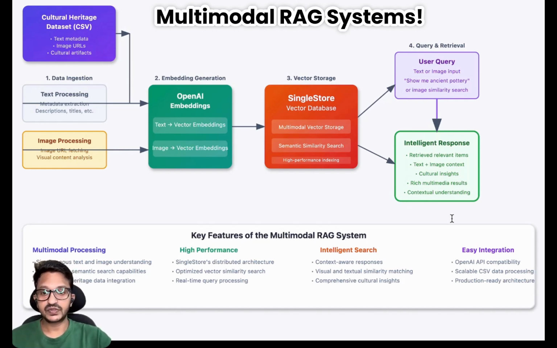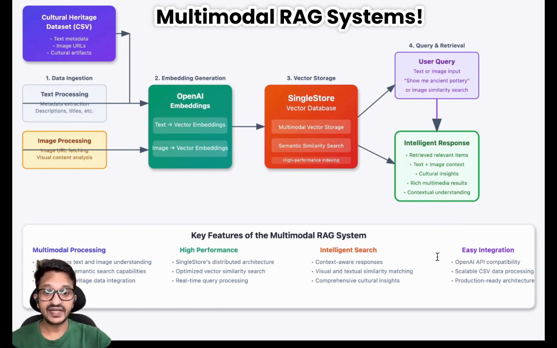So let's understand the architecture flow. You can see the architecture flow in the diagram here. The process begins with the dataset. We have a CSV file containing both textual metadata that includes descriptions, titles, some cultural information, and image URLs, which then splits into two parallel processing parts. The text processing branch extracts and prepares metadata descriptions, while the image processing branch fetches and prepares visual content from the URLs that are provided.